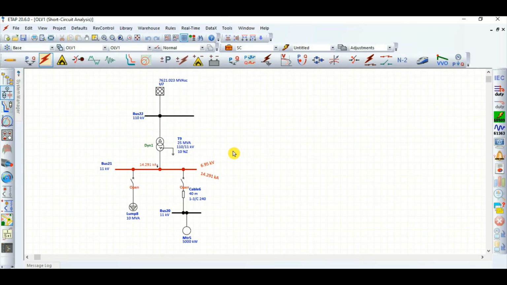So now today what we will try to cover, we will take this branch, we will close this breaker, and we will see what is the fault current contribution from this source side as well as from this load side. Today's video will cover the fault current contribution from this 5 megawatt motor which is connected through a cable. This current contribution plus source side current contribution.